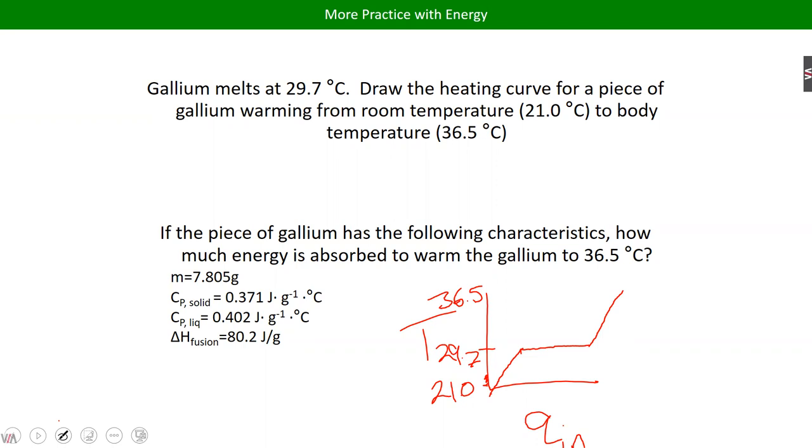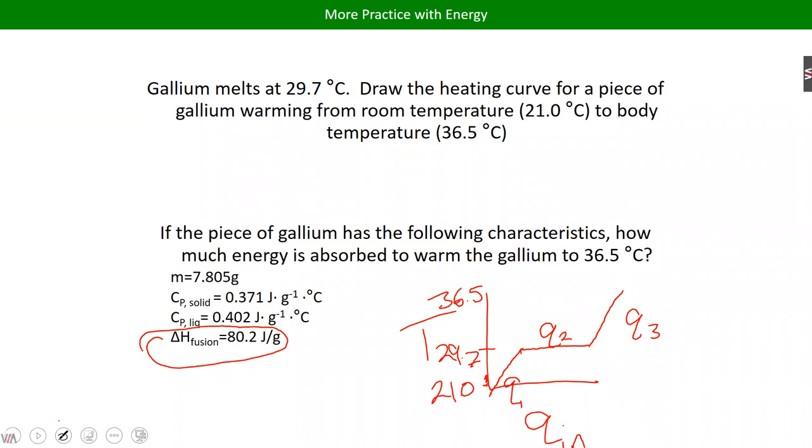So if we want to know the total amount of energy, though, we just have to find the total energy for each of these pieces. We've got Q1, Q2, and Q3. And Q1 and Q3 have a slope, right? And they have a change in temperature. And anytime there's a change in temperature, we know what equation to use, right? And Q2 doesn't have a change in temperature. It's a phase change. So we're going to use one of those delta H terms and just make the units work out. It's joules per gram. So if you know how many grams you have, you can use it like a conversion.